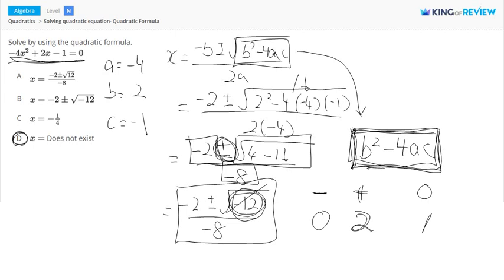So this is very nice to know. And this is called the discriminant. So determining whether this part is going to come out to a positive, negative, or 0 is very important. Alright, so that's why the answer to this question is going to be D.